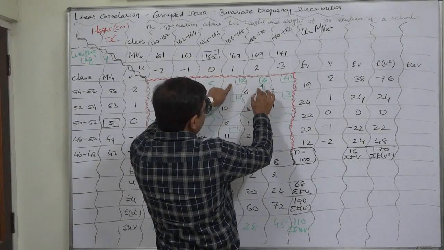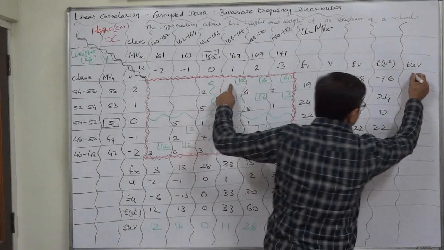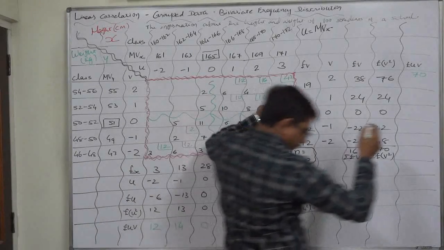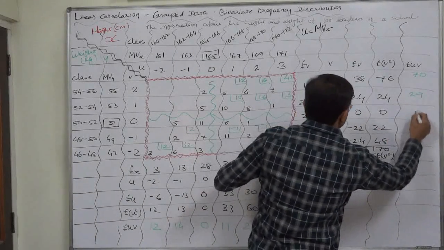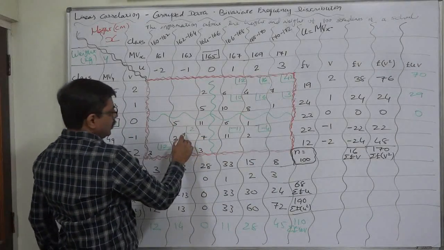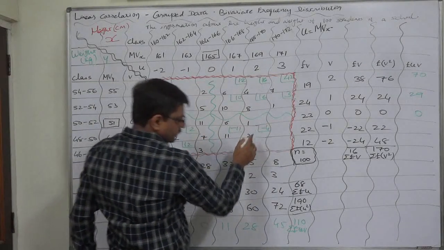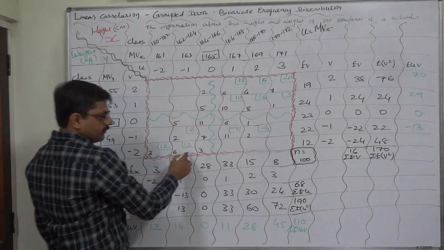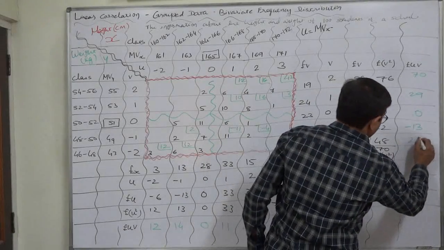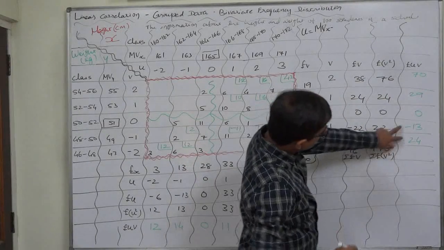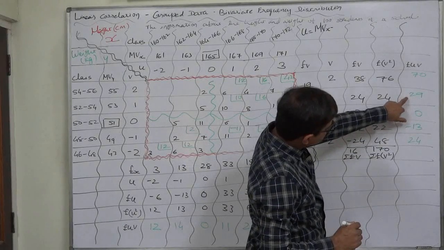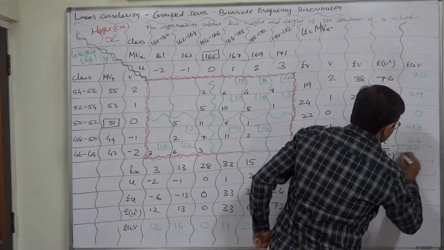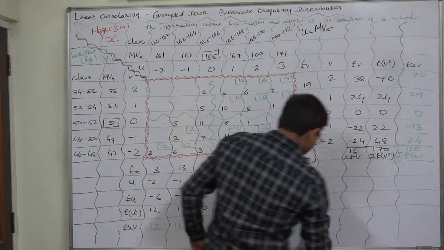12 plus 16, 28 plus 42 is 70. 10 plus 16, 26 plus 3, 29. 0. 2 minus 11, minus 9, minus 4, minus 13. 12 plus 12, 24. Now 24 minus 13 will be 11. 11 plus 29, 40 plus 70, 110. 110 sigma F UV. See, the total is same.